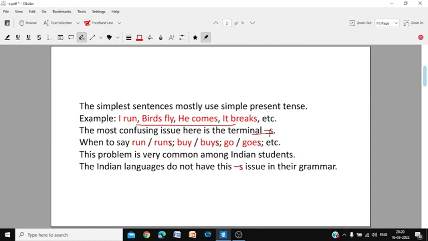The terminal S, which makes all the difference when to say run and when to say runs, when to say buy and when to say buys, when to say go and when to say goes. The problem is very common among Indian students. The Indian languages do not have this terminal S issue in their grammar. So the confusion: when we do without S, it's called the V1 form, and when we add S, it's called the V5 form. The difference between V1 and V5 forms, or where to put the terminal S and where not to put the terminal S, let us see.